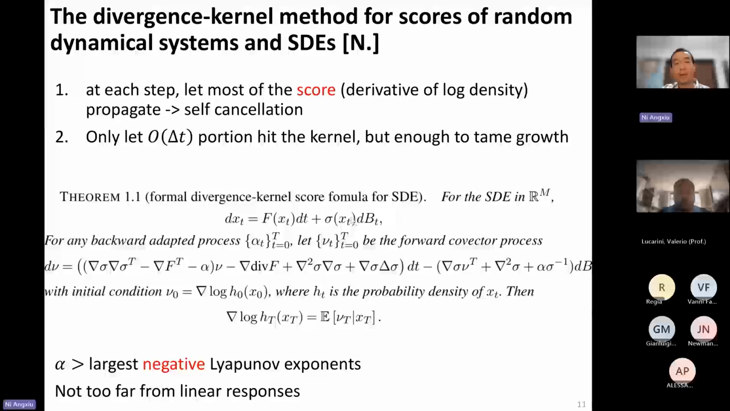So you solve for several sample paths. For each sample path you solve with a covector, the evolution of this covector according to this ODE, and then you average over this over several sample paths whose terminal conditions are at the same location to get the score at this location. Okay, and here you would require alpha to be larger than the largest, essentially, negative Lyapunov exponent. Okay, and this is a result for scores, and I can tell you it's not too far from the linear formula for linear response.